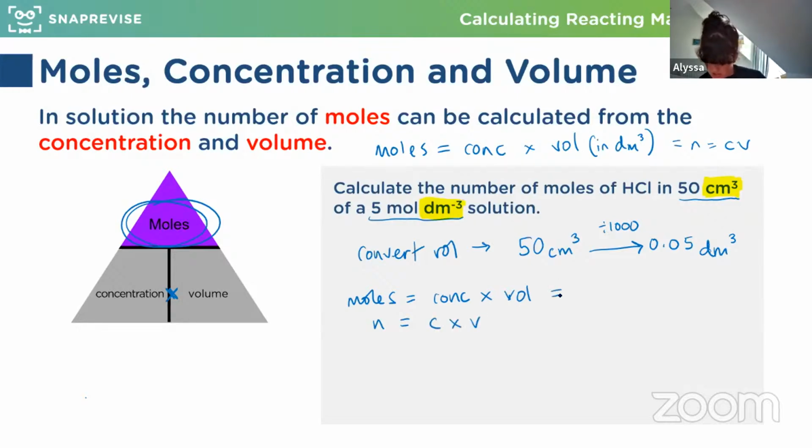Our concentration is 5 moles per decimeter cubed. And our volume is, oh no, I nearly put the wrong one in, 0.05 decimeters cubed. That means our per decimeters cubed and our decimeters cubed cancel, and we're left with just moles. So moles equals, absolutely right, 0.25 moles.